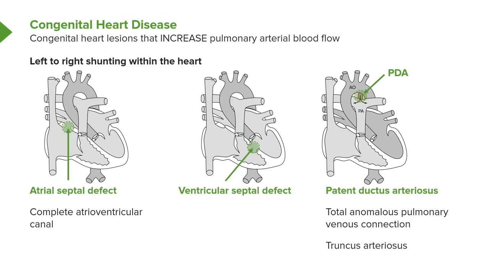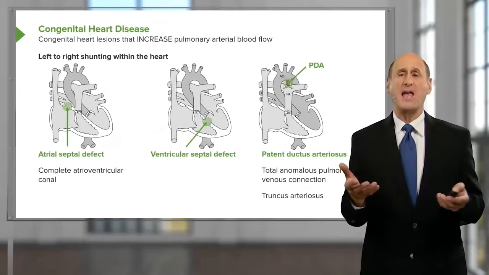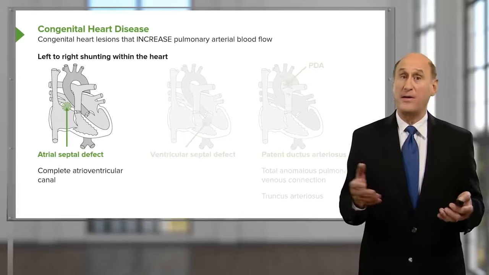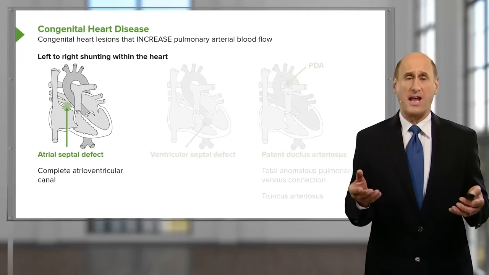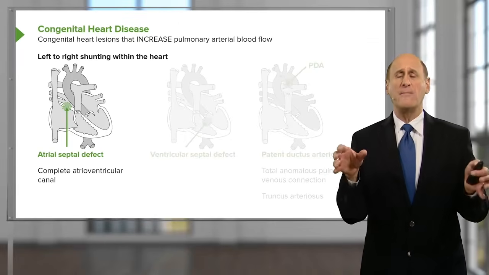So now we're going to deal with lesions where there's a hole in the heart. These lesions are usually associated with so-called left to right shunting of blood. That is, blood which is oxygenated from the left side of the heart ends up on the right side. How does that happen? Let's take atrial septal defect, which I'm going to speak about at much greater length, as an example. So think about this.